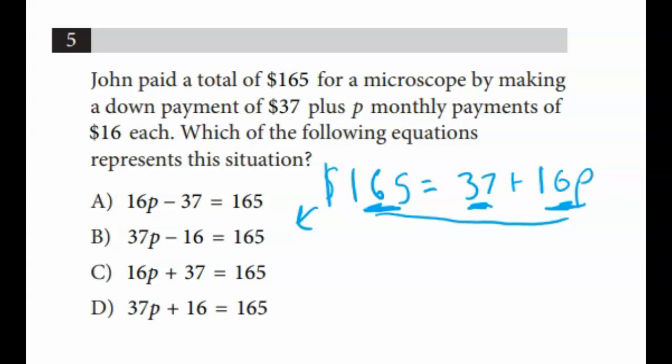All of these have a positive 165. I don't like this one because the 37 is negative. Don't like this one because 37 is on the wrong variable. 16 should be on the variable, so it should be 16p plus 37. Oh, I like C. And then 37p once again. It is $16 per month and $37 was the one-time fee. So that's incorrect. So C is going to be the correct answer choice for number 5.